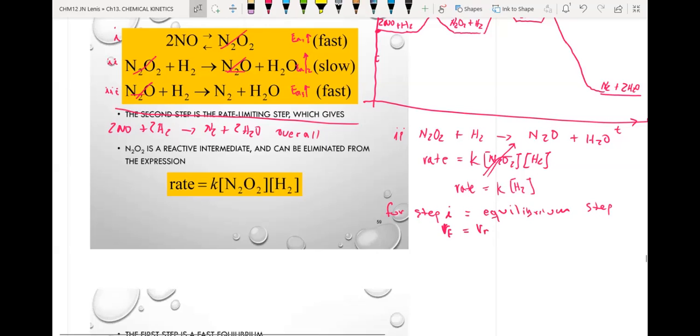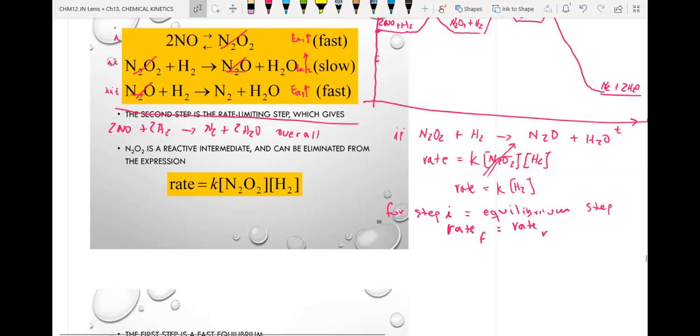This is not B, this is R. The rate. I put it that way. The rate of the forward reaction equals rate of the reverse reaction. That's the equilibrium condition, right?